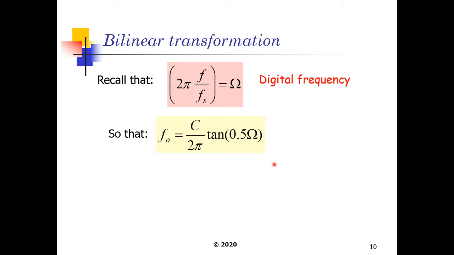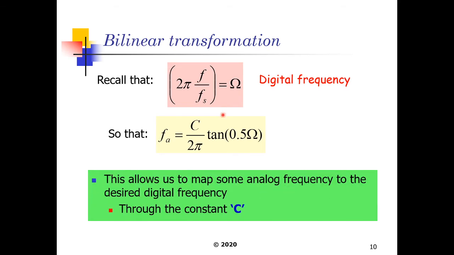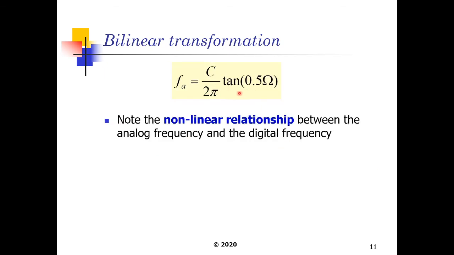So the purpose of this f of a equation here is that yes, you'll be given the analog frequency, but we need to solve for what the C constant is, when we're going to be doing the substitution of S in order to make the S equation in terms of Z. So this equation maps the analog frequency to the desired digital frequency through this C constant. And because we have this tan function here, this is going to be a non-linear relationship between the analog and digital frequencies accordingly.